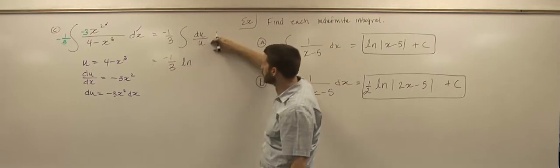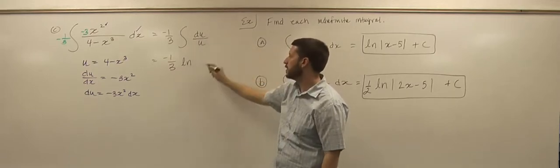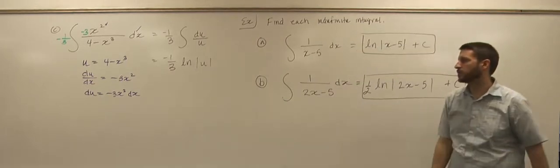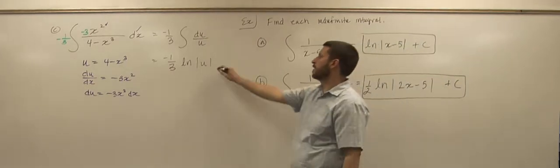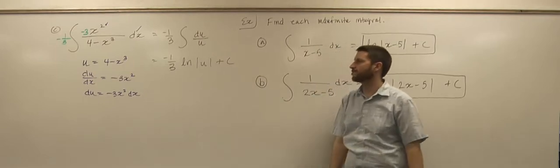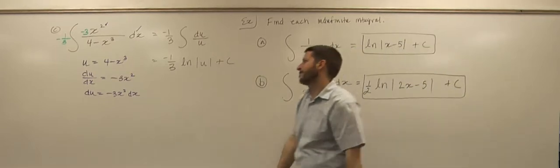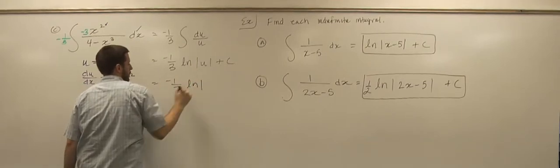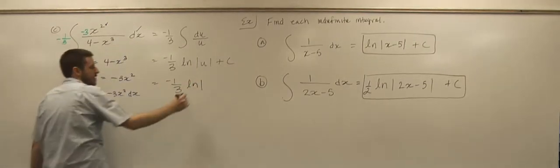Once you have that 1 over u or du over u, you use your formula. The integral of 1 over u is ln of absolute value u, plus a constant. Don't forget to put your x's back.